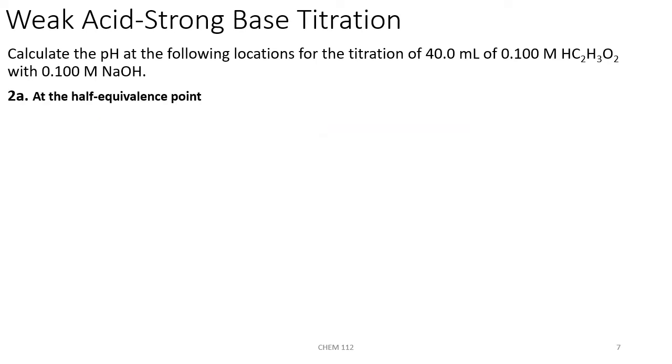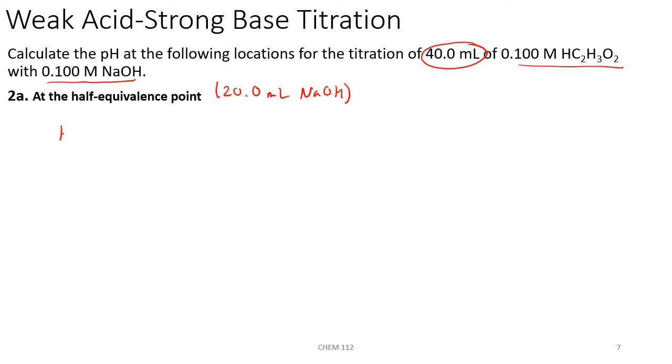This next part we're calling 2a, which is the half equivalence point, but it's still essentially going to be the same type of calculation we just did in the previous part because we haven't reached the equivalence point yet. So we're still doing a before the equivalence point calculation. At the half equivalence point, it would take us 20 milliliters of sodium hydroxide to reach that because we started with 40 milliliters of our weak acid. And since we have the same concentration of our base and our acid, it'll take us exactly half of the volume to neutralize half of the weak acid.